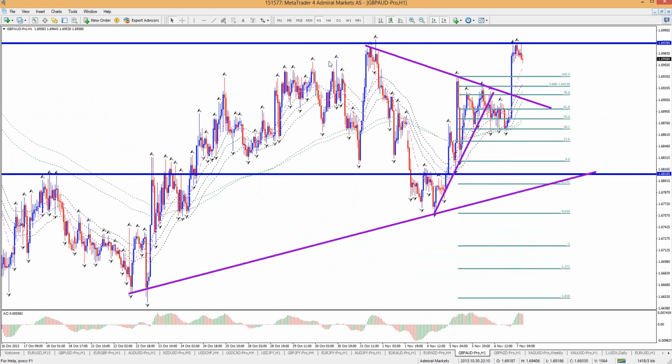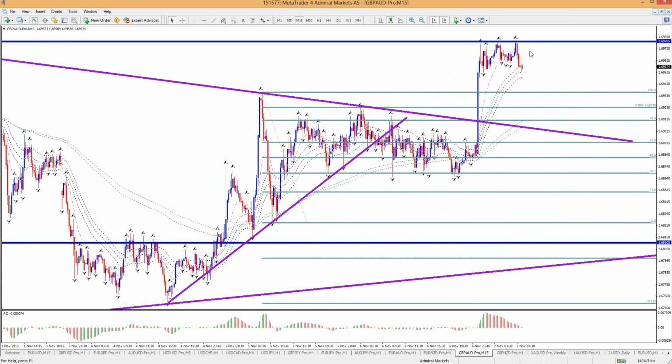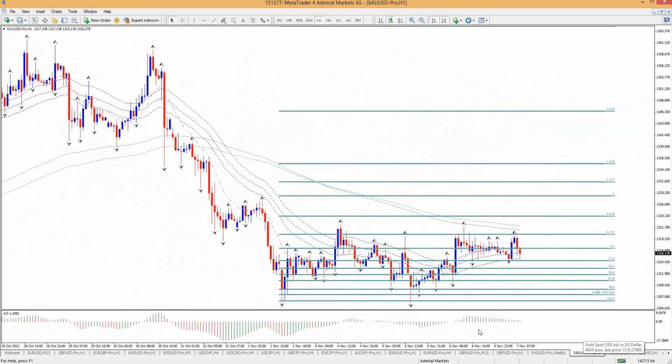Right at the top now. Don't see anything really that interesting here. Maybe we could see some downside, but it too has the pound in it. So XAU USD, let's take a look.